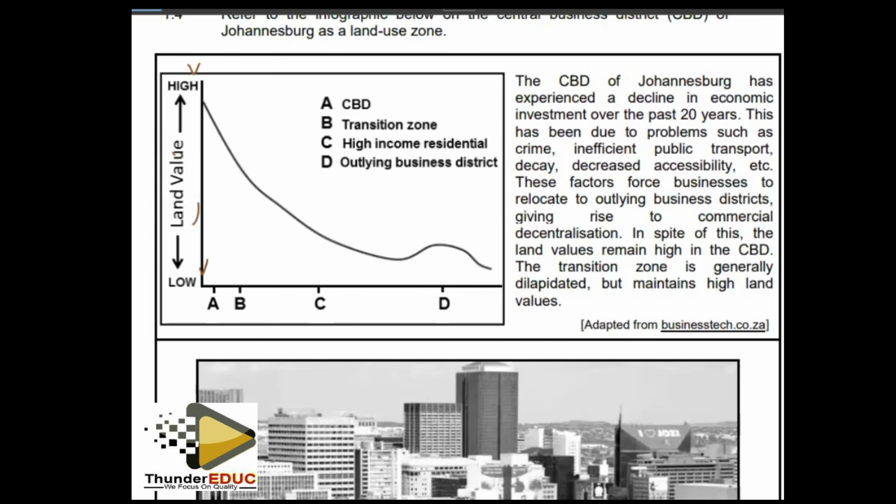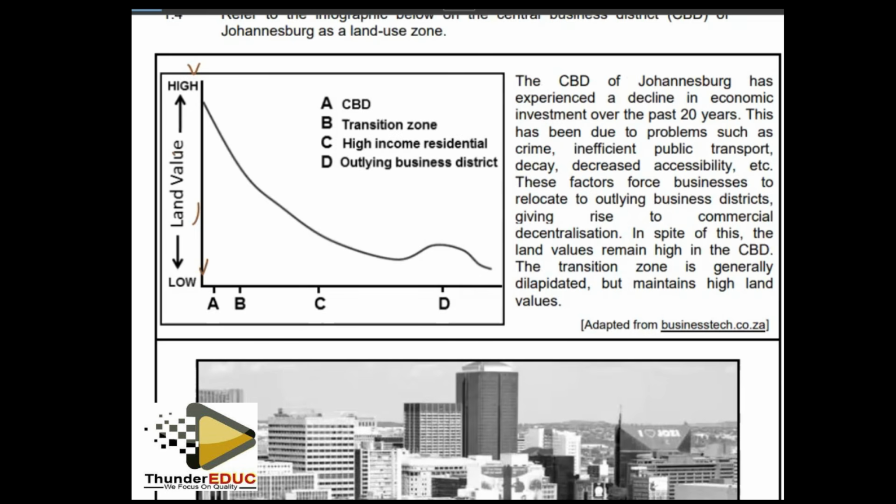The CBD of Johannesburg has experienced a decline in economic investment over the past 20 years. This has been due to problems such as crime, inefficient public transport, decay, decreased accessibility, etc. These factors force businesses to relocate to the outlying business districts, giving rise to commercial decentralization. In spite of this, the land value remains high in the CBD. The transition zone is generally dilapidated, but maintains high land value.